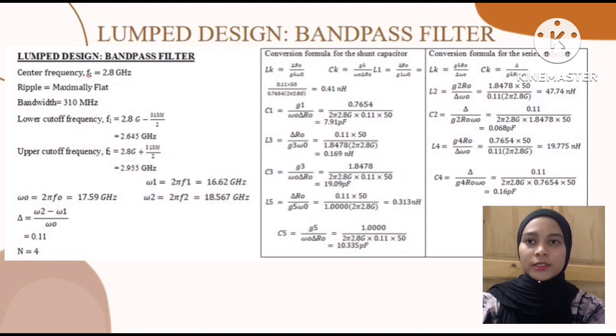For the shunt capacitor, I have calculated the LK, C1, L3, C3, L4, and L5 and C5. And then for the series inductor, I have calculated the LK, L2, C2, L4, and C4. All of the values that have been calculated, I will use for the schematic circuit.